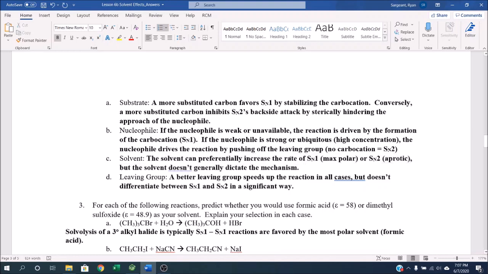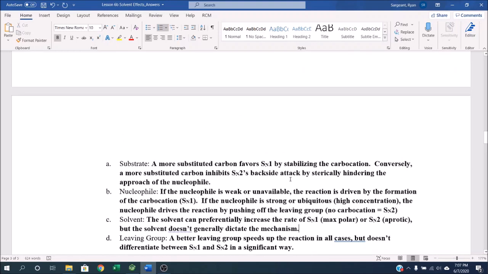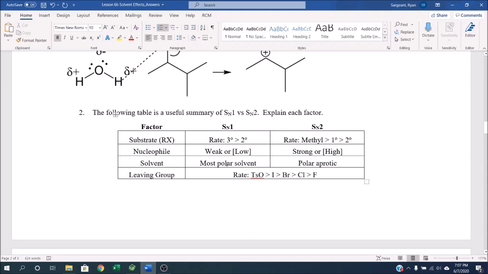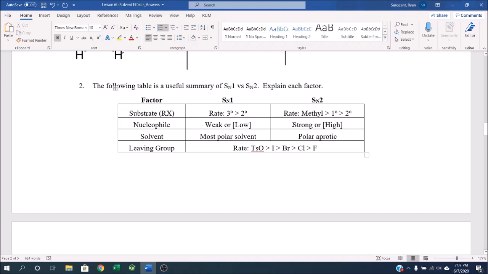So we just try to match up the solvent with the mechanism that we expect from these top two factors here. If it's tertiary, it's going to go SN1. If it's primary or methyl, it's going to go SN2. And if it's secondary, then we have to split hairs over what's going on with the nucleophile. I'll give you some tables that address that later on.